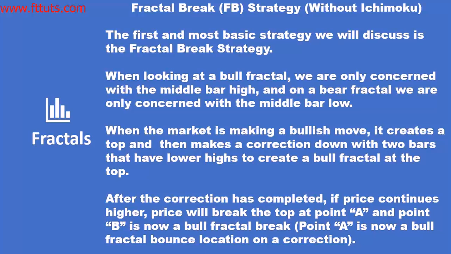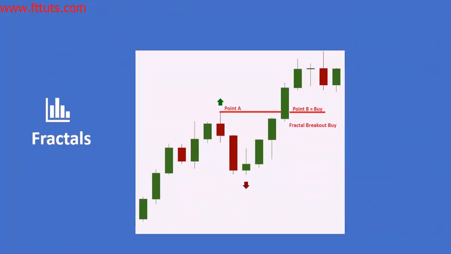So we'll look at this. Here's point A. Point A is created, that's the fractal. The market goes down, makes a new fractal, and then point B violates point A. Alright, and that's where your buy order is. That's a fractal breakout buy.